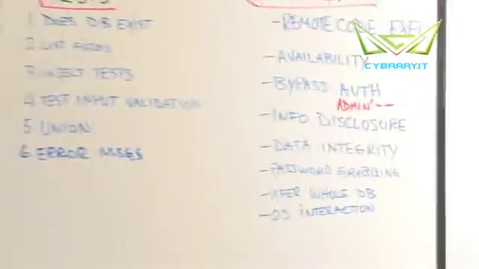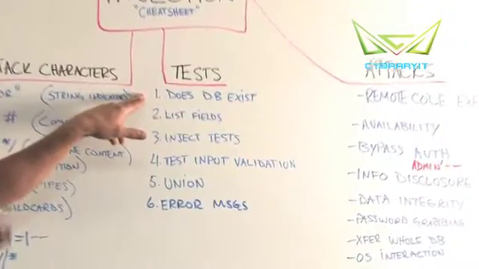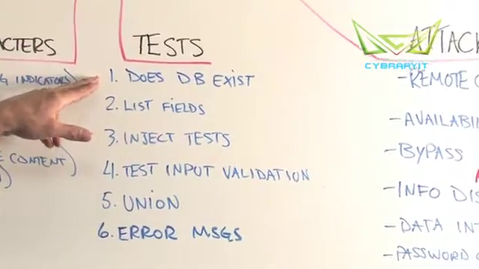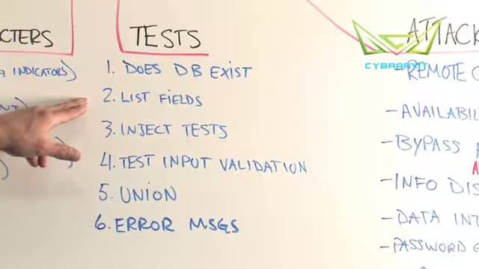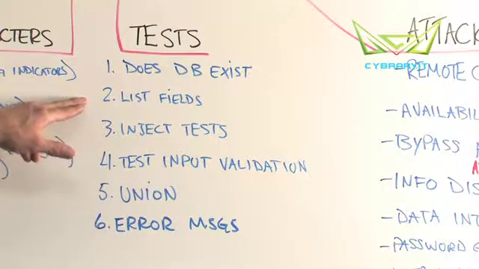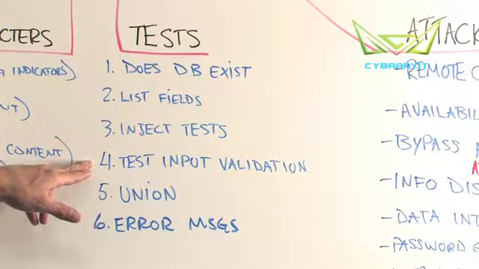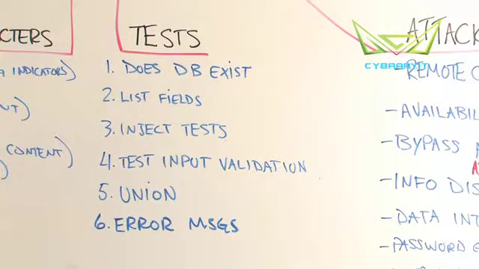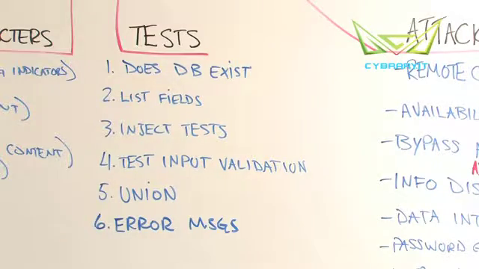All right. So let's talk about some of the tools. Does the database exist? Where is it? Ultimately, you need to enumerate that. Once you find out what database it is, then we want to start listing the fields inside the database. We can do some basic injection tests, test what sort of input validation is actually present, start doing things like the union command, and then dissect our error messages to see if we can't get any more information. Okay?